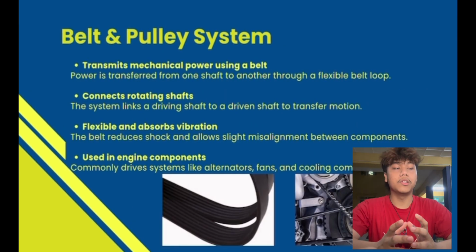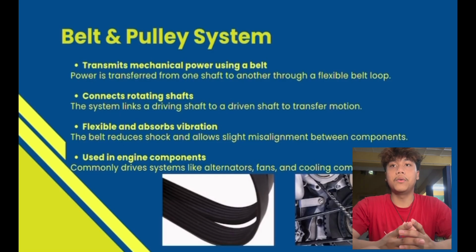And now I'm going to explain about the belt and pulley system. First, we look at the belt and pulley system. As you can see on the slide, the first point is transmitting mechanical power using a belt. This means power is transferred from one rotating shaft to another through a flexible belt. When the driving pulley rotates, it moves the belt, which turns the driven pulley.